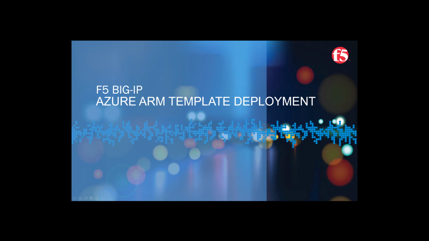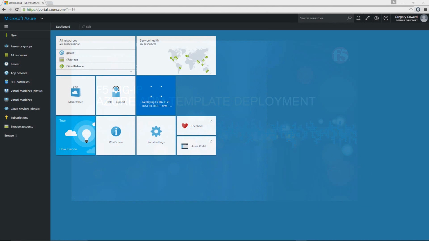In this video, we'll take a look at deploying the BIG-IP in Azure via an ARM template. So rather than actually deploying it through the GUI interface, we're going to use a JSON template, an ARM template, and PowerShell to deploy not only the BIG-IP, but all the related objects that are required to make the BIG-IP workable.